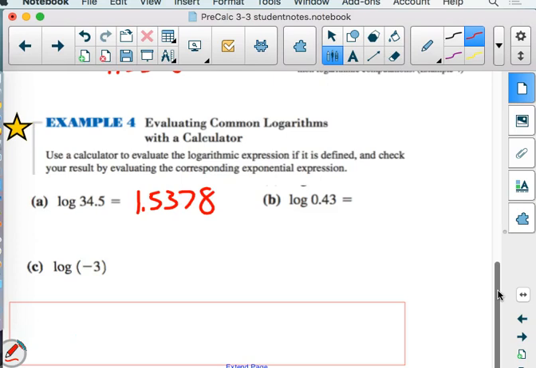And then we need to punch in log of 0.43. And negative 0.3665. So again, if we wanted to check that, we'd say 10 to the answer I just got. Hey, that's 0.43. It works. And then log negative 3.